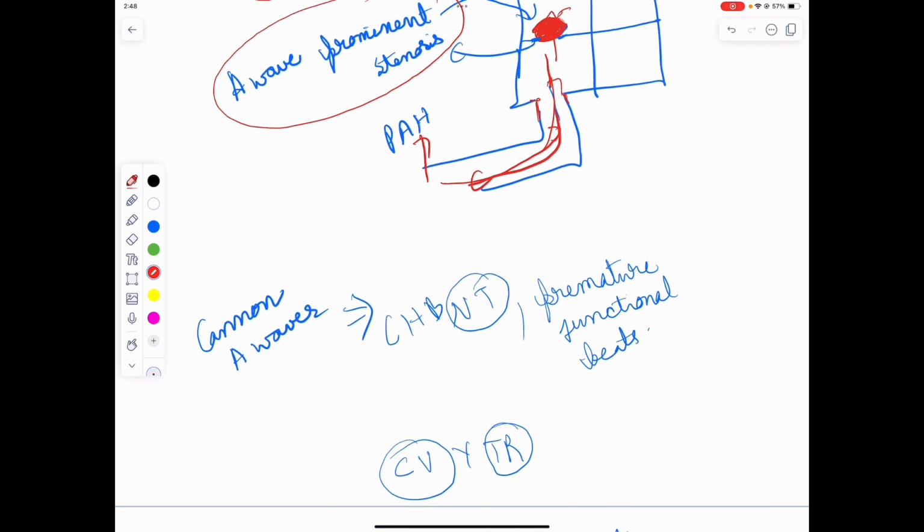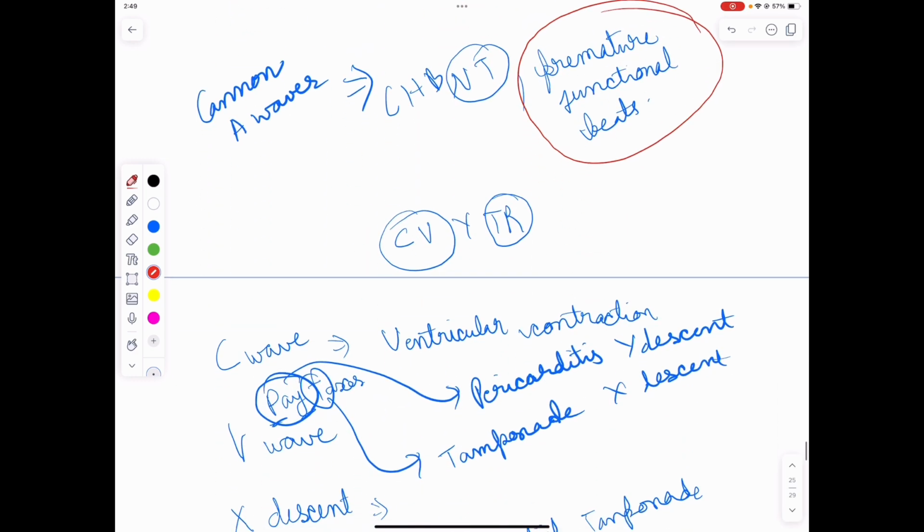Cannon A wave is when the atria is contracting against the ventricle and nothing is moving forward. As there is the block, the energy transferred, after striking the atrioventricular valves, the impulse finds it passes more freely backward, so they travel backward and are called cannon waves. Now there are premature junctional beats also associated with it.